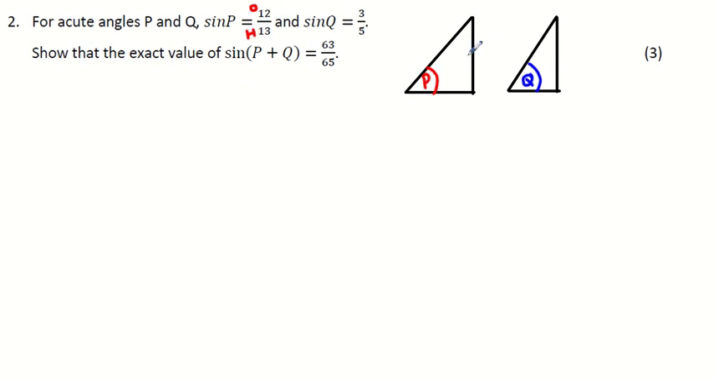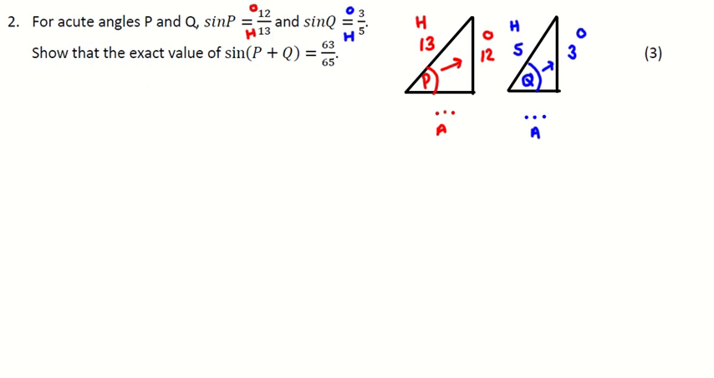So 12 would be opposite the angle P. 13 would be the hypotenuse. So that's my opposite, that's my hypotenuse. I still need to find out my adjacent. I'll do that in a minute. We also have sine Q, and the sine ratio again is still opposite over hypotenuse. So opposite Q, we put the 3. Our hypotenuse is 5. And I still need to find out the adjacent.